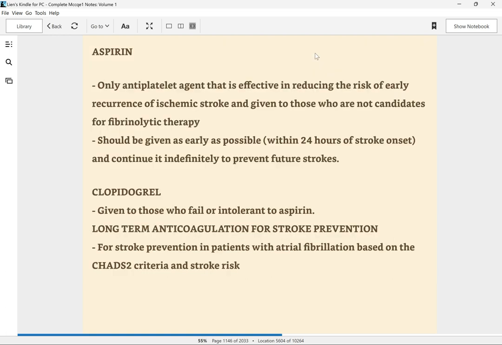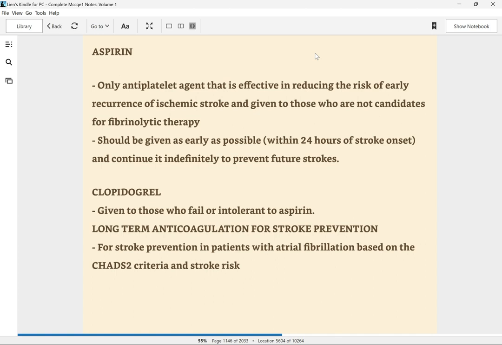Aspirin is the only antiplatelet agent that is effective in reducing the risk of early recurrence of ischemic stroke and is given to those who are not candidates for fibrinolytic therapy. It should be given as early as possible, within 24 hours of stroke onset, and continued indefinitely to prevent future strokes. Clopidogrel is given to those who fail or are intolerant to aspirin.